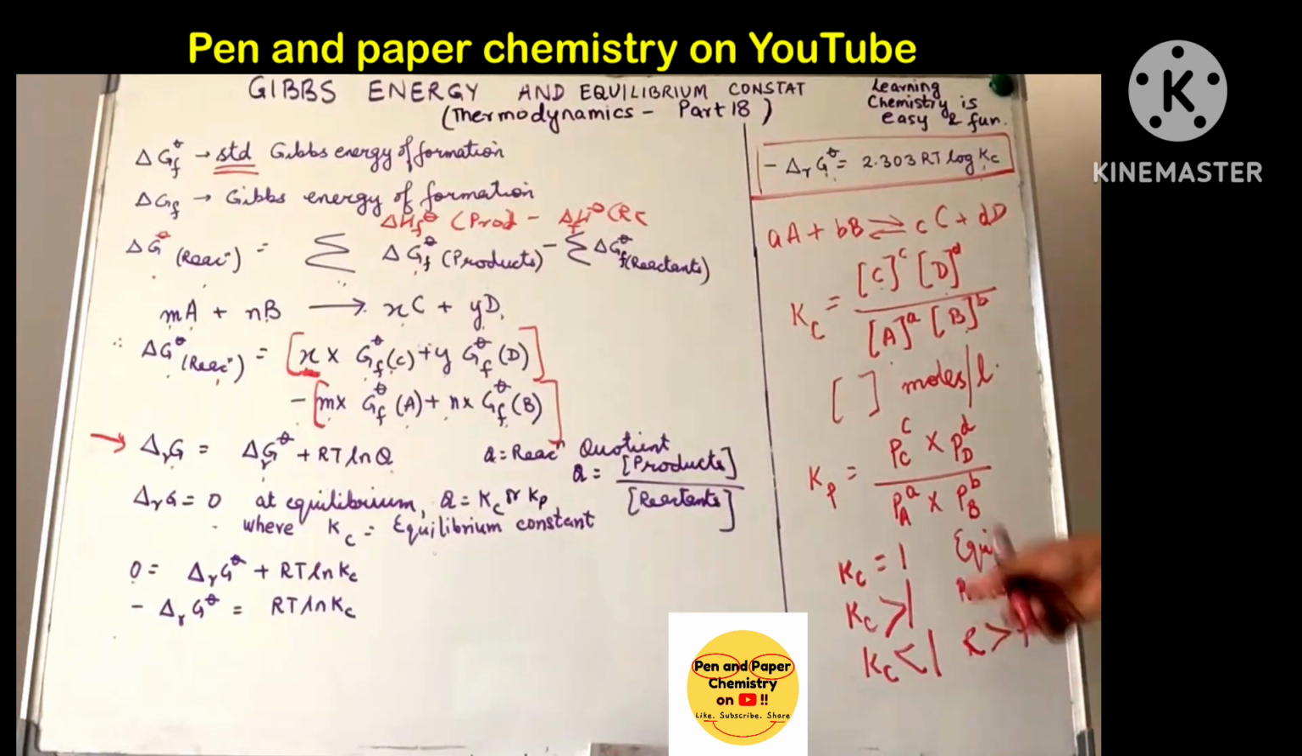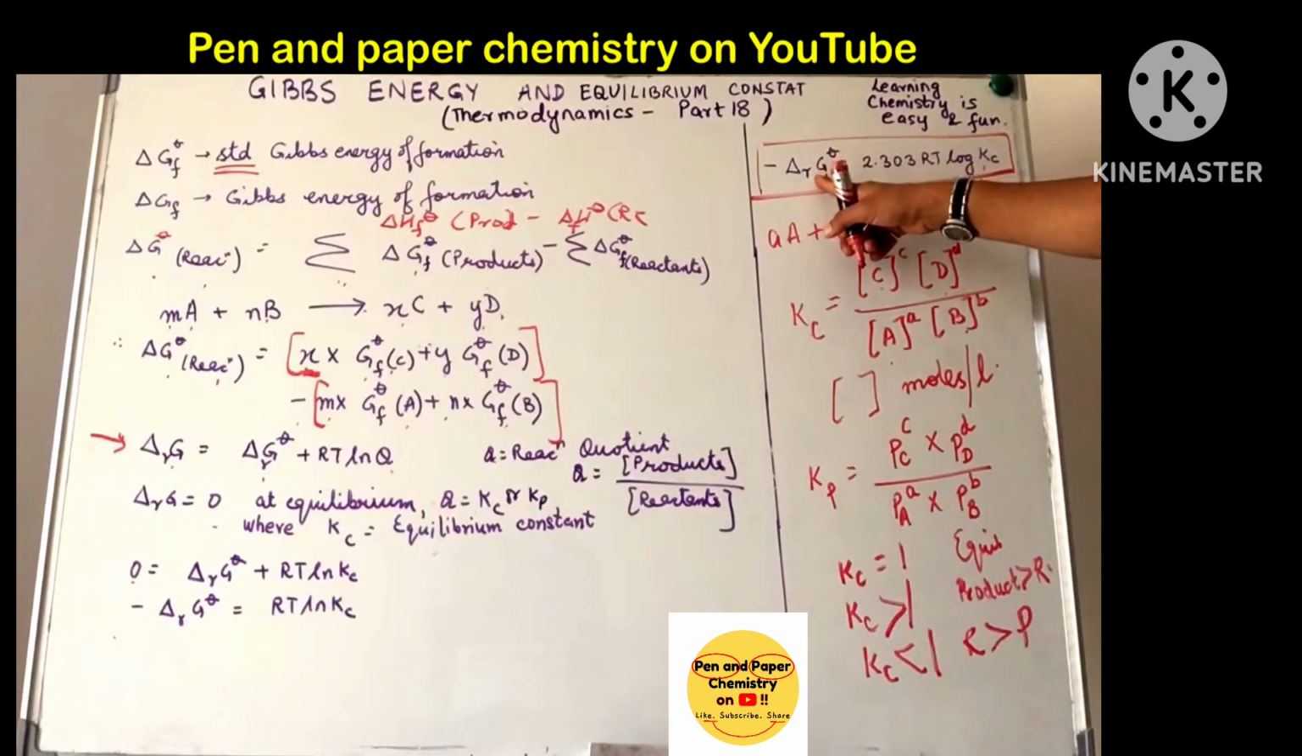And this easily matches with our concept of delta G, where we had said if it is less than 0, the process is spontaneous, greater than 0, non-spontaneous, equal to 0, the process is in equilibrium.